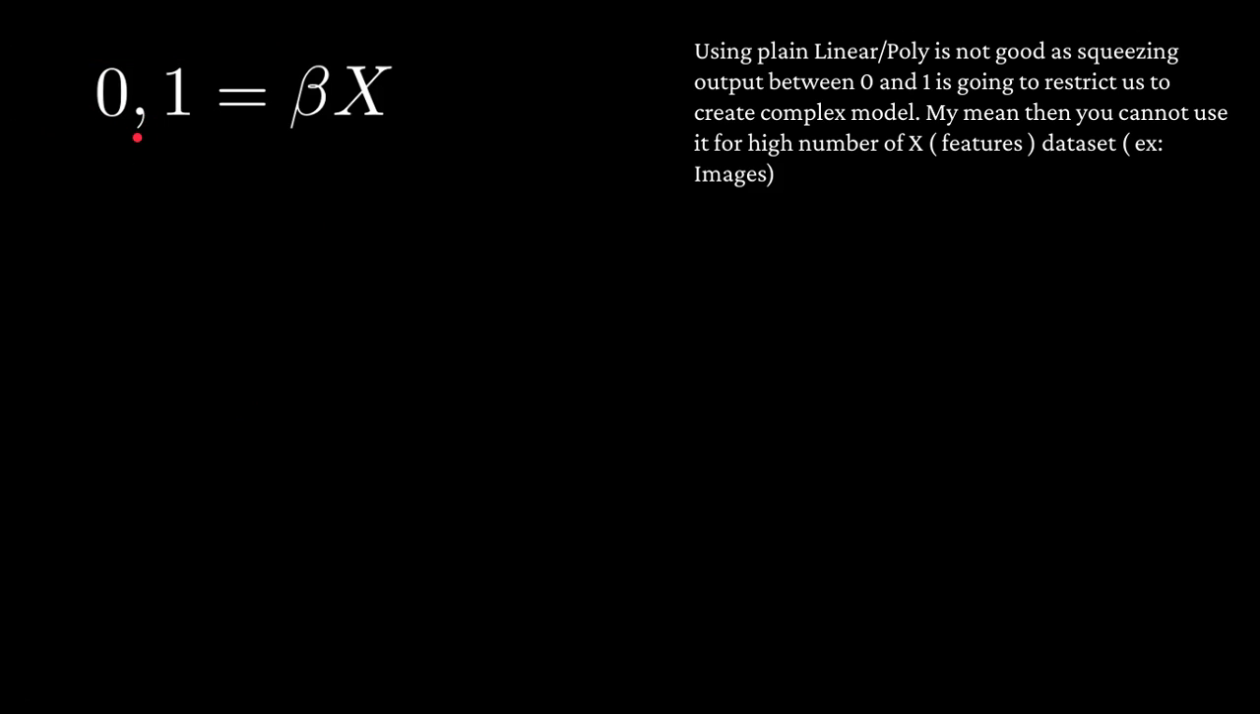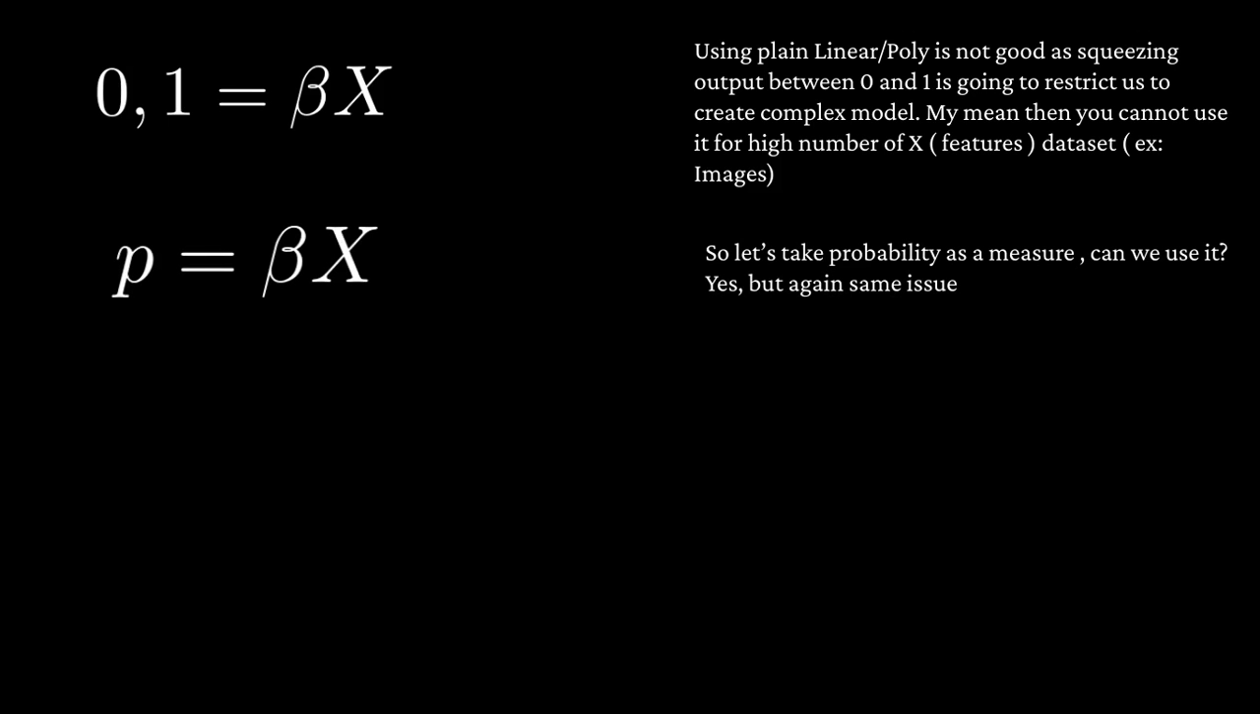Let's say we are classifying images, even with a resolution of 10 by 10. That means we have 100 x's, or 100 features. So how can you adjust the beta when your x has 100 features so it can output 0 or 1? That means you are going to drop too many features, right? So we can never create a complex model if we just straight up use linear or polynomial regression and say, you need to output 0 or you need to output 1. So we need to think in the probability sense, right?